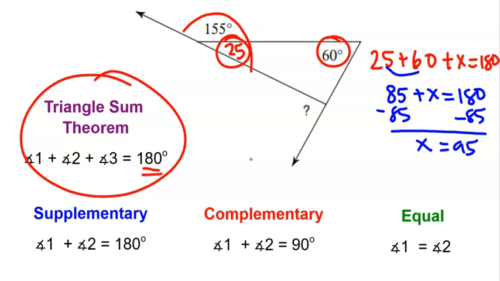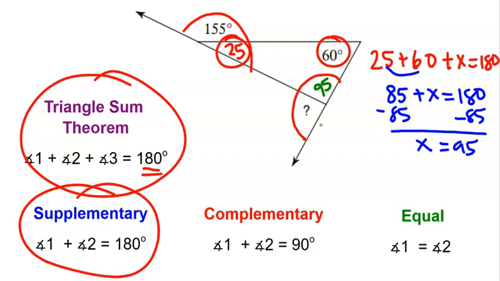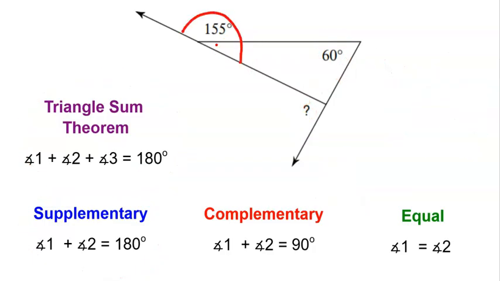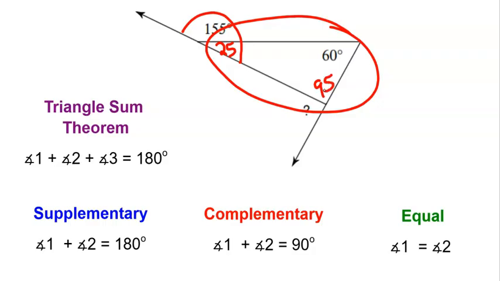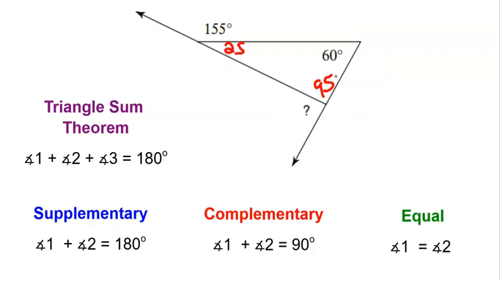So if x is equal to 95, then I can fill that in here. And these 2 angles are supplementary. So I know that these 2 angles have to add up to 180. So I simply take 180 and minus the 95 I already have. That means the missing angle is 85 degrees. Again, first I found the supplement of this angle, then I found the sum of the triangle's angles, and lastly, I found the supplement to find the actual angle I'm looking for.